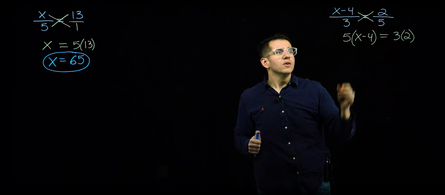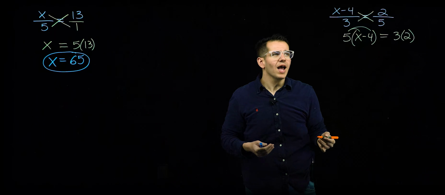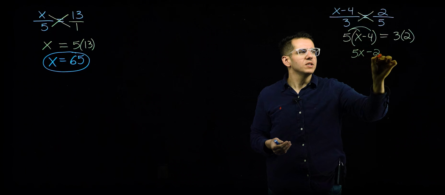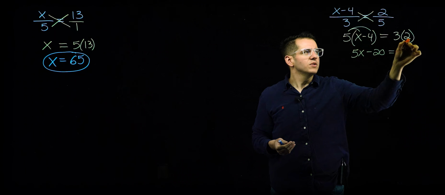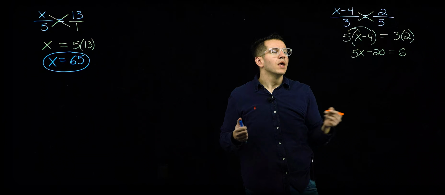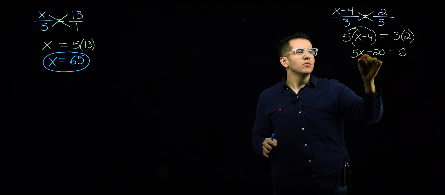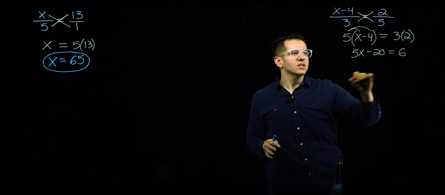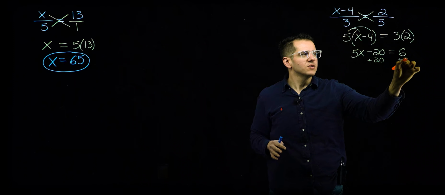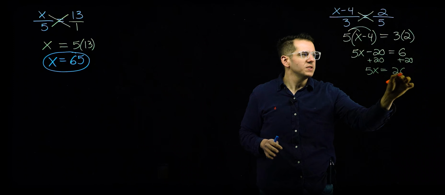And from here, when we distribute this 5 to start solving for x, we'll get 5x minus 20 is equal to 3 times 2, which is 6. And now we can begin solving for x. Just like normal, we'll add or subtract the constant to the other side, which we're going to add 20 to the other side to get 5x equals 26.